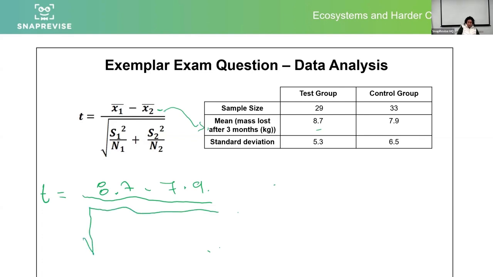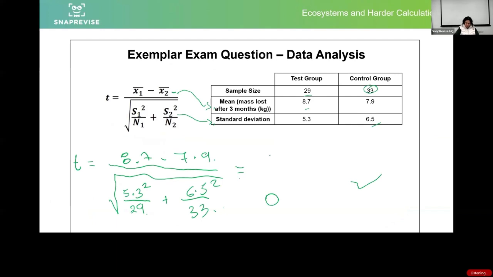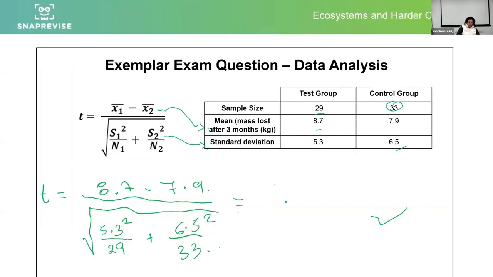So we said we're going to solve what's inside the square root first. Standard deviations are those ones here. So 5.3 squared over sample size 29, plus 6.5 squared over 33. I solve all of that, it gives me 0.533. Okay, so that is my t value.